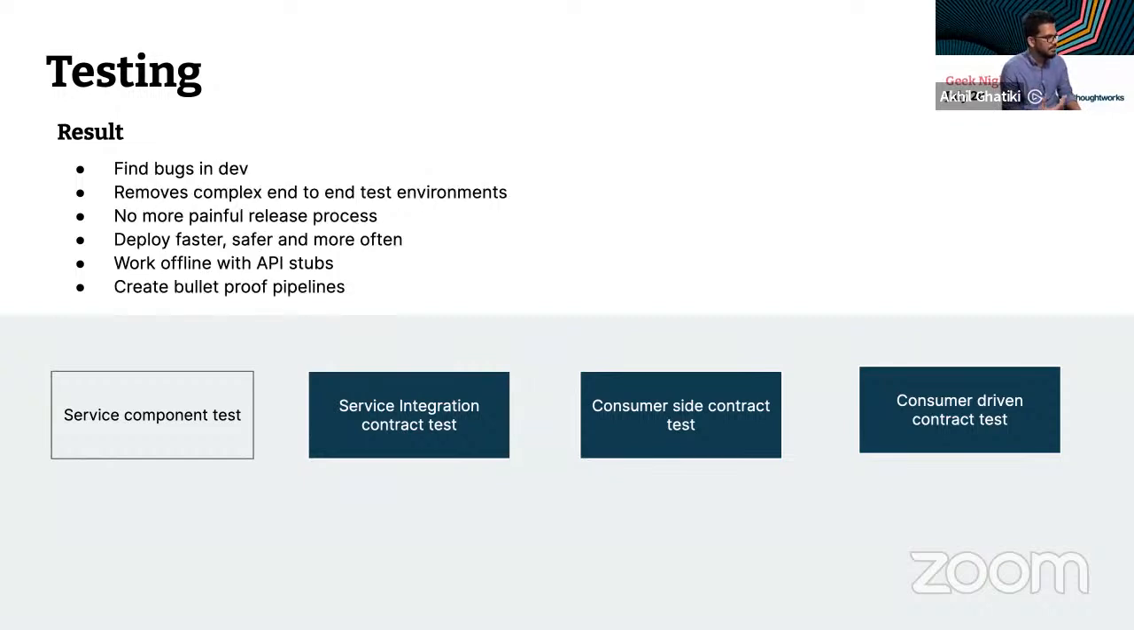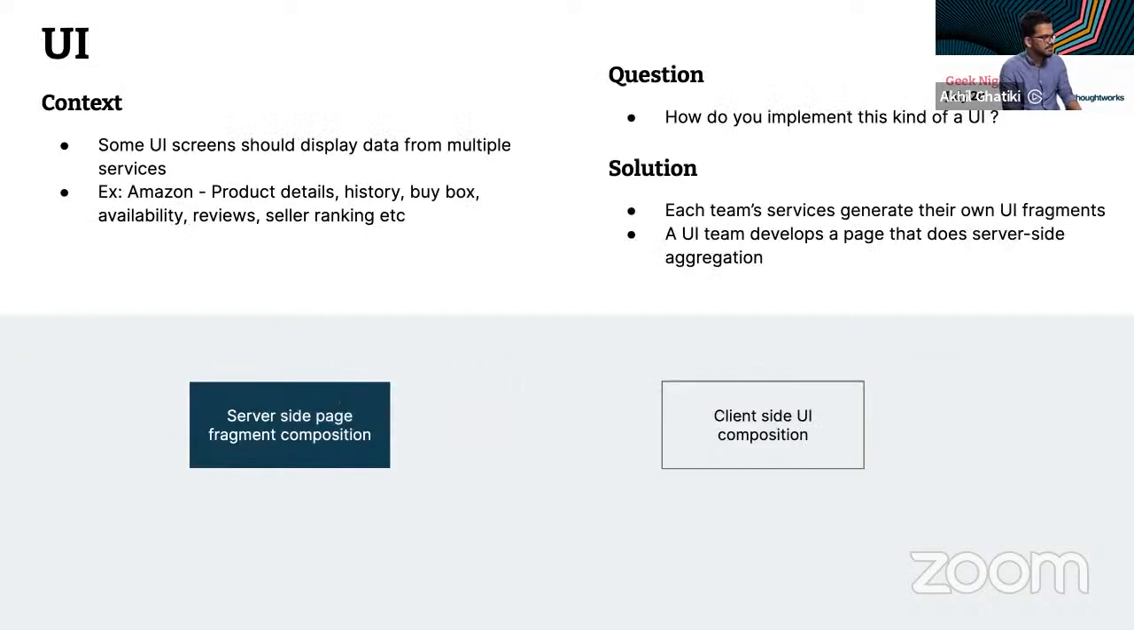Because of this, you can find the bugs in your development only. You need not wait till you deploy the service and see that the contract has broken. You can find it in development by running the contract test. Deployments are faster, safer, and you can do them more often. You can have offline API stubs to run the contract test.